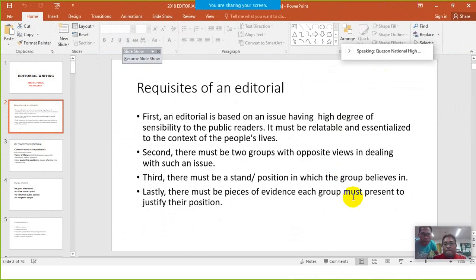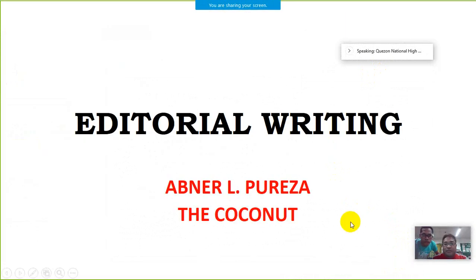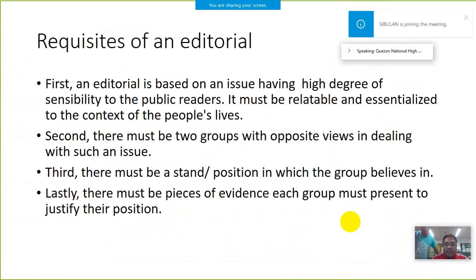So editorial writing is anchored on issues. Okay. And there must be two opposing views for us to start writing our editorial. But let me first give you the requisites of an editorial writing.